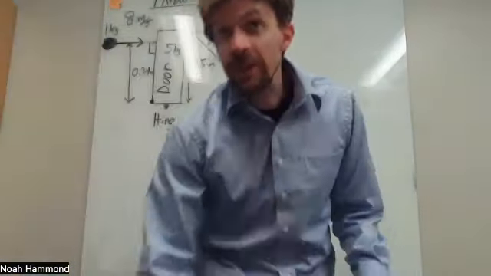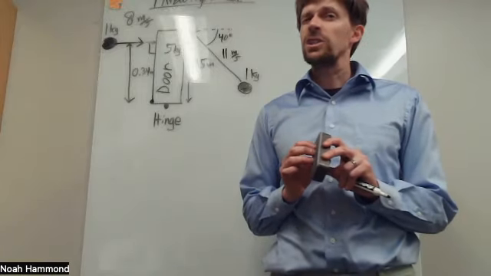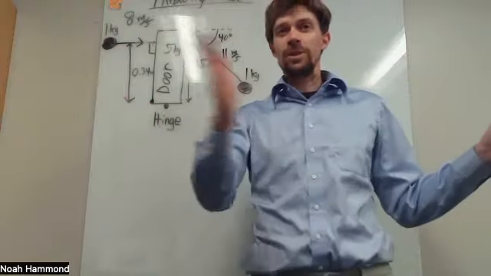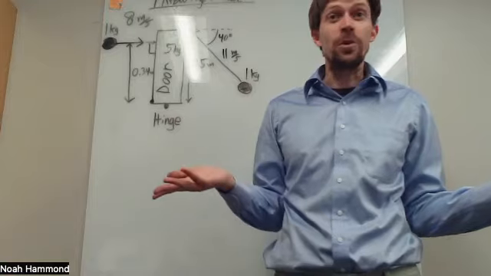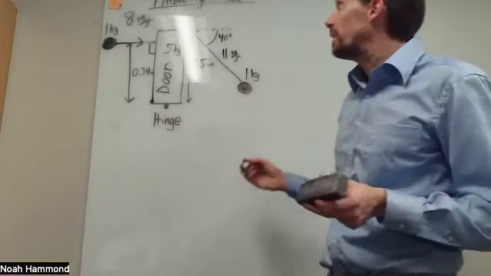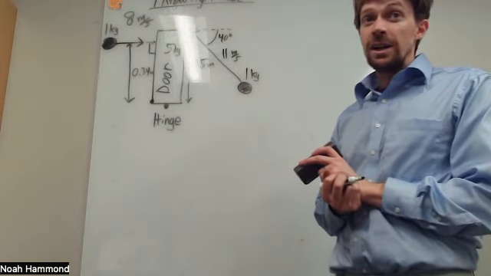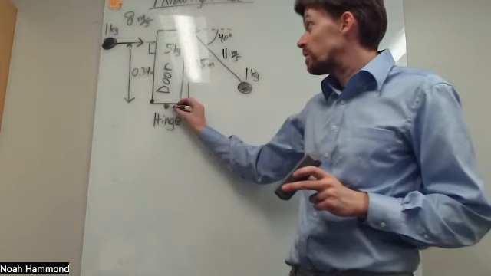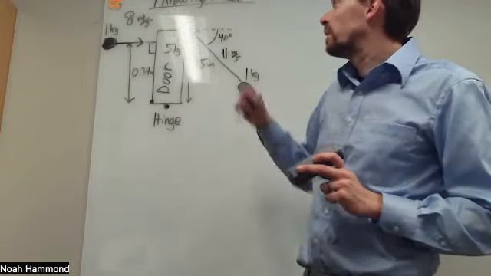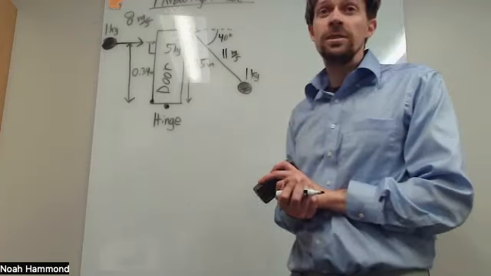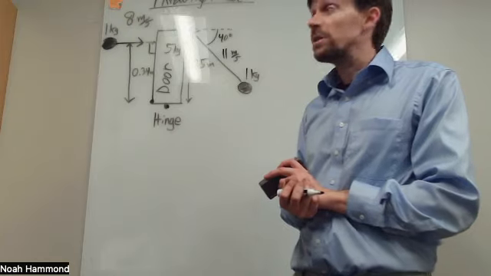Hey class, one more video here on solving the problem we started in class where there's a door and people are throwing mud at the door. I don't know why. And the mud is sticking to the door afterwards. And so the door hinge is down here. This door is 5 kilograms and has a radius or width of 0.5 meters.